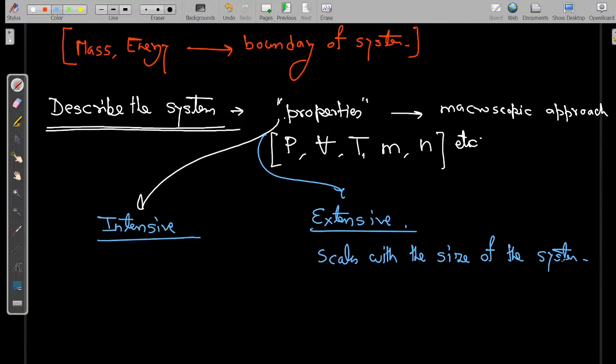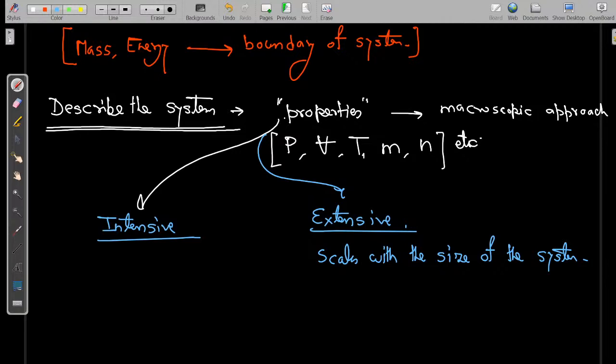Okay, as the size of the system increases, these properties will increase, or in other words, we can say they are dependent on the mass of the system. Intensive property remains constant, independent of the size of the system. Whatever the size, the intensive properties will remain the same, or in other words, independent of mass.